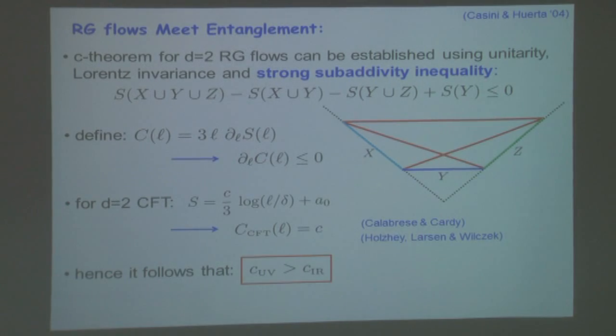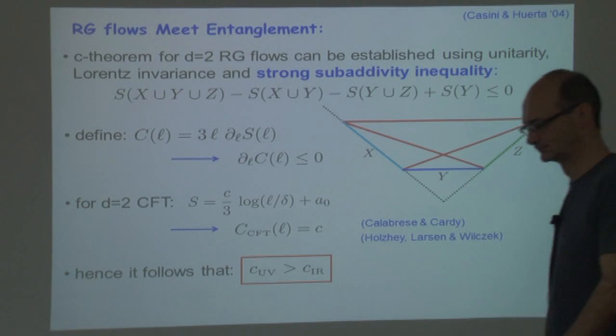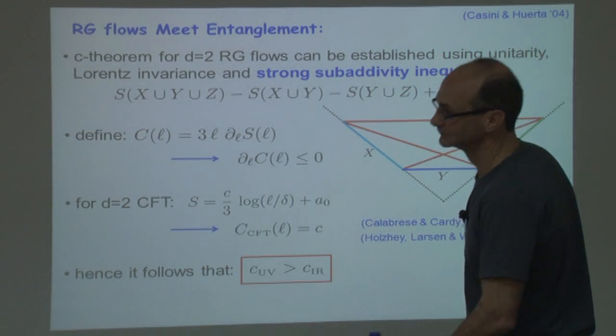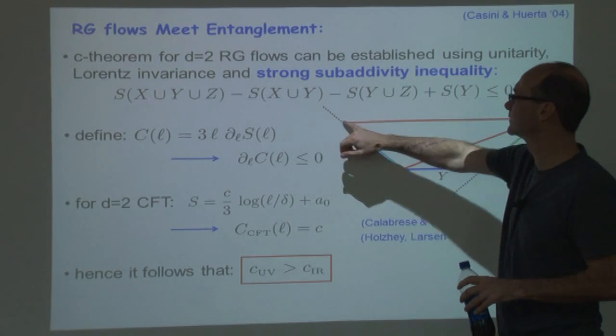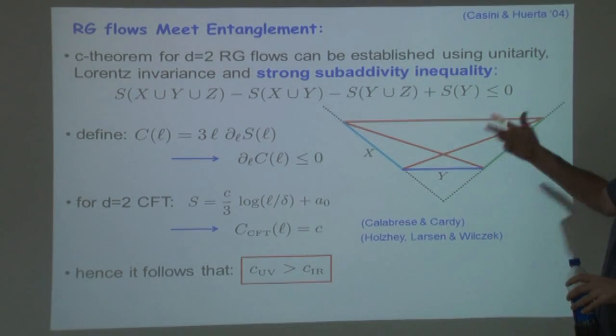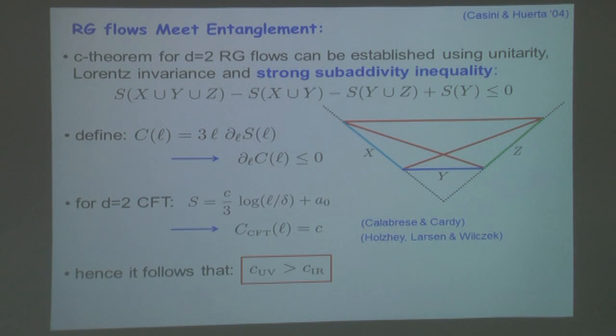Sorry, I have a question. You're using strong subadditivity to derive this result. So this S function, S is an entanglement entropy or not? As I presented it, it's just the entanglement entropy of a single interval, yeah. Okay, so you are now focusing only on the entanglement entropy S, right? Yeah. Okay.